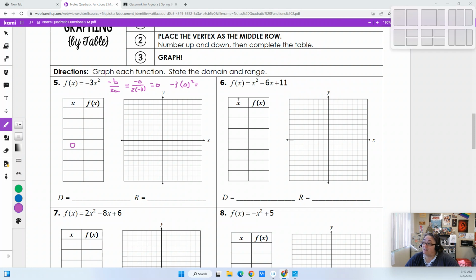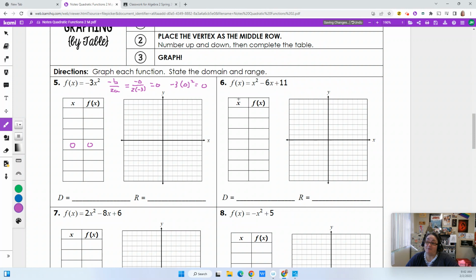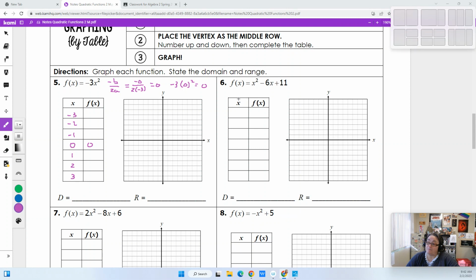And so we know that this value here is going to be 0 as well, which means that the points that we fill in around it, we can make less than 0 and more than 0. So I can make this negative 1, negative 2, negative 3, and we can make this 1, 2, and 3, right? And all we do is we plug those values into our equation to fill out the table. So I can do these in my head, and I don't have a lot of room to work.